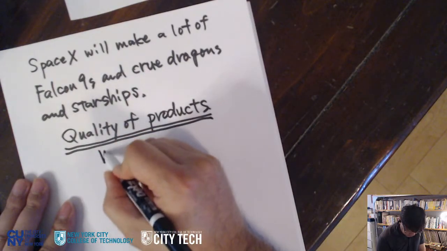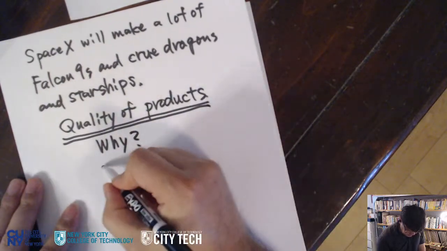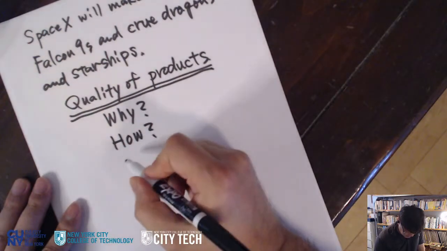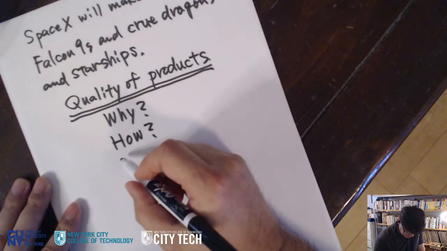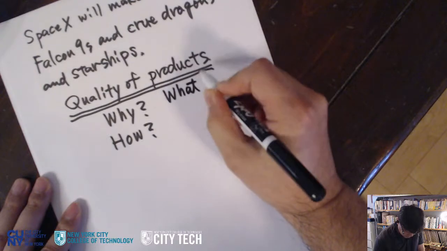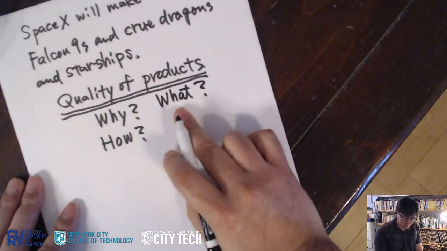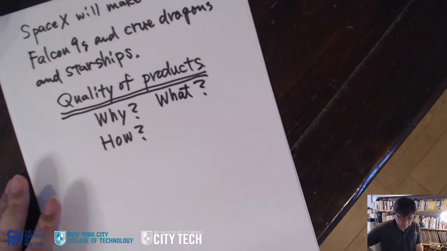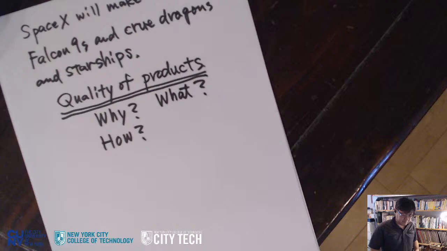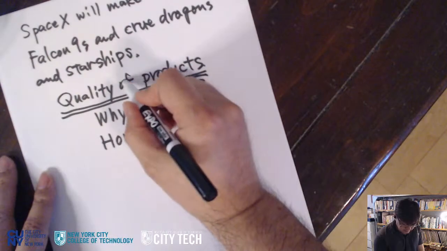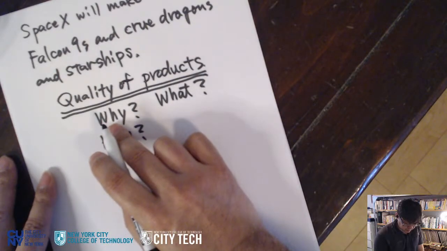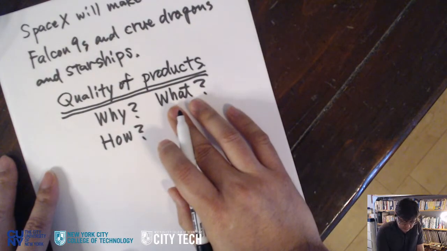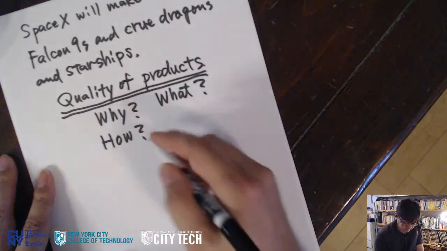And why it's important, and how we can evaluate, and what is a problem? What is a problem of low quality of product? Why do we make low quality product? We want to have a high quality standard, right? Why do we want to have a high quality, and what kind of quality of product we want to have, and how is very important.